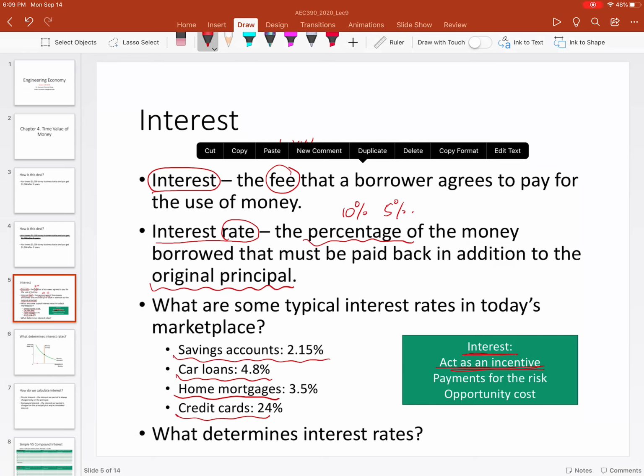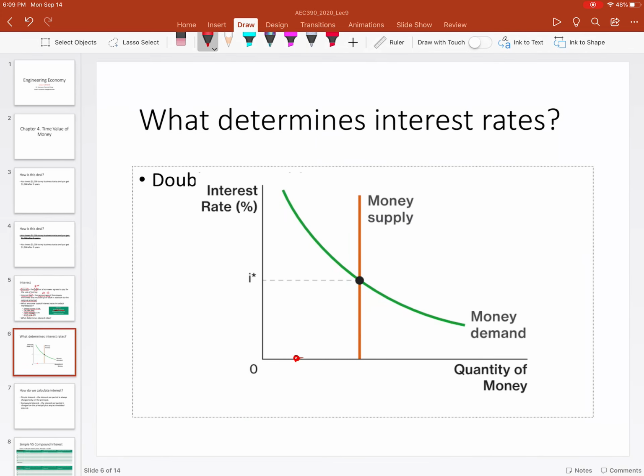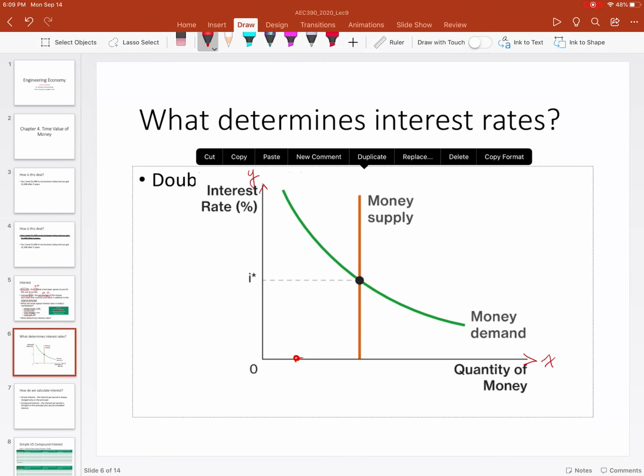But you may wonder what determines the interest rate, because we can see there are all different interest rates. Well, generally, what determines the interest rate is the market, like how much quantity of money is on the market. If you draw this relationship on this X and Y chart, the X axis could be the quantity of money, and the Y-axis could be the interest rate. Then the relationship will be like this green curve.